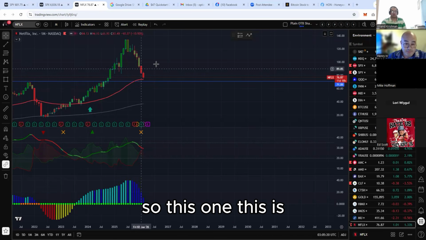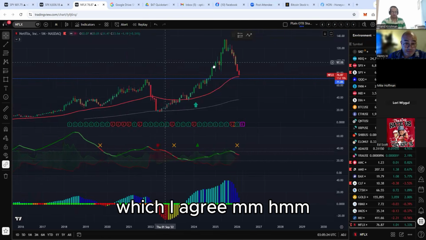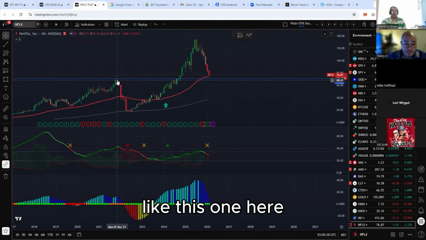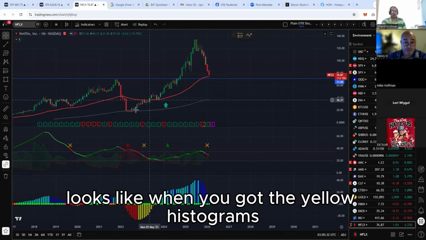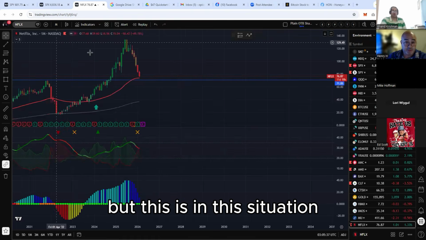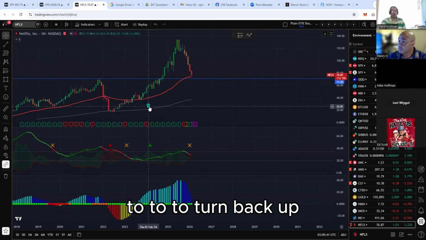They've been saying that this is a falling knife, which I agree. Same problem here too. This one here would be your falling knife period, but it looks like when you got the yellow histograms, the knife is no longer falling. In this situation, we may in fact have to wait for that monthly average to turn back up.